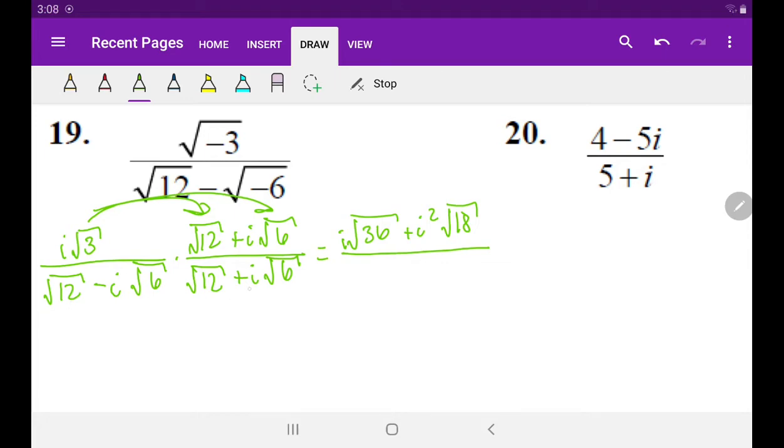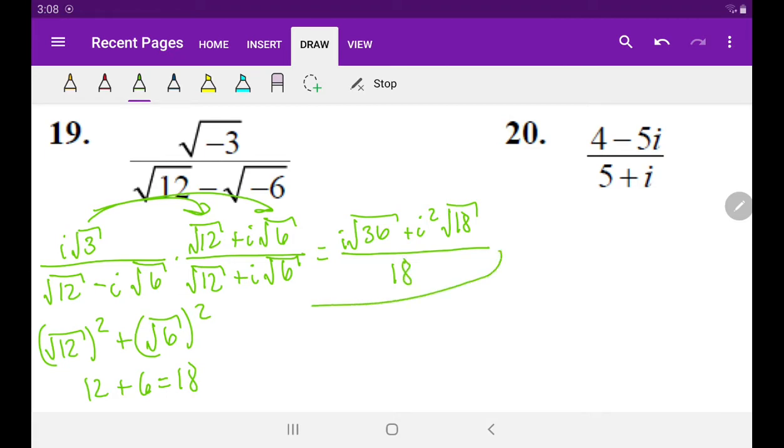And then to multiply our denominator, we can use our shortcut. So we do first squared, so that becomes root 12 squared, plus last squared, so that'll be root 6 squared. So this is just going to be 12 plus 6, which is 18. Okay, so now we can go ahead and simplify this.